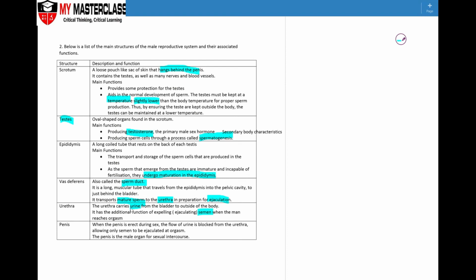Which means to say that it can only take place one at a time, at every point in time. Under no circumstances can both occur at the same time. All these will take place due to the presence of the anatomy, the structure, which is the penis. So that's the end of the male reproductive system. We will move on to the female reproductive system in the next component.